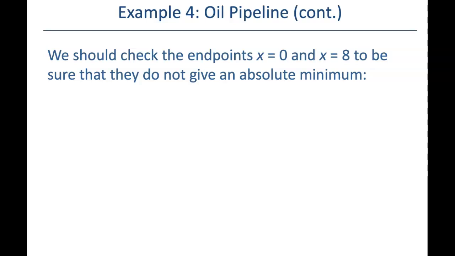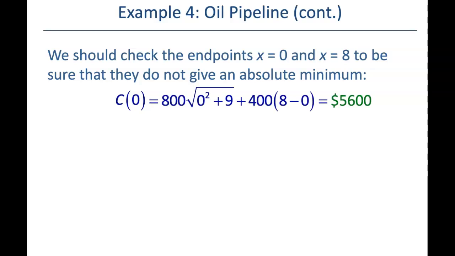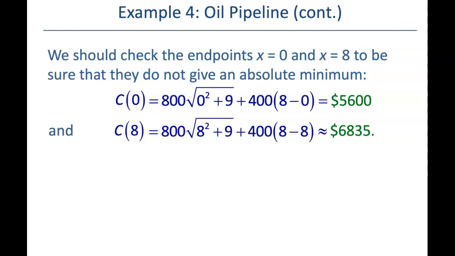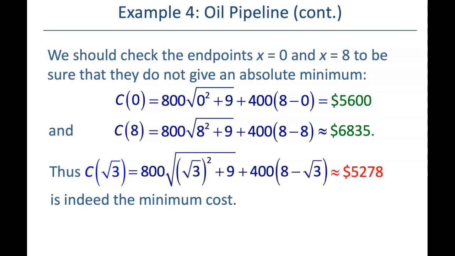Oh, that's nice. We should check the endpoints x equals 0 and 8. So those are those extremes where you go straight to the shore or straight to the storage tank, just to make sure that those aren't absolute minima. So at x equals 0, it costs $5,600, and at x equals 8, it's $6,835, and then our answer of root 3 gives us a cost of approximately 5,278. So that is indeed the minimum cost. Very thorough of them.